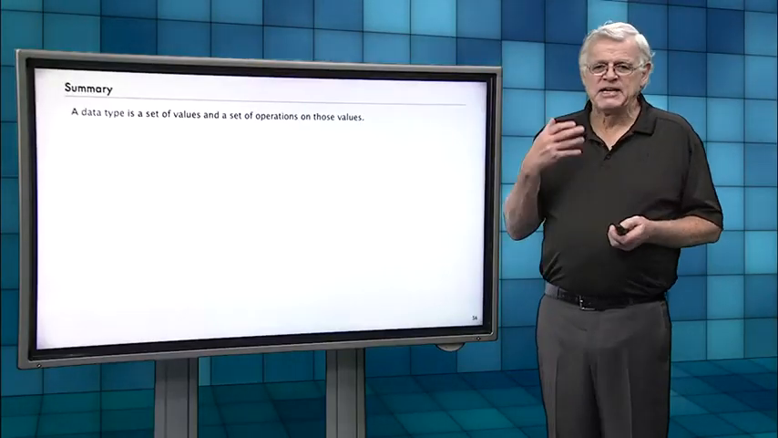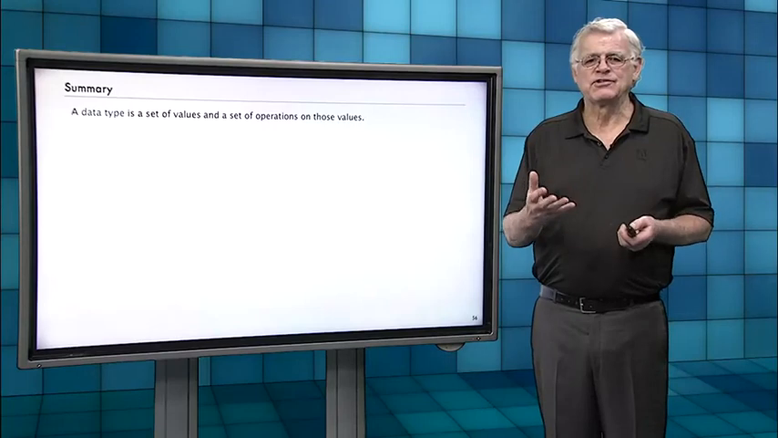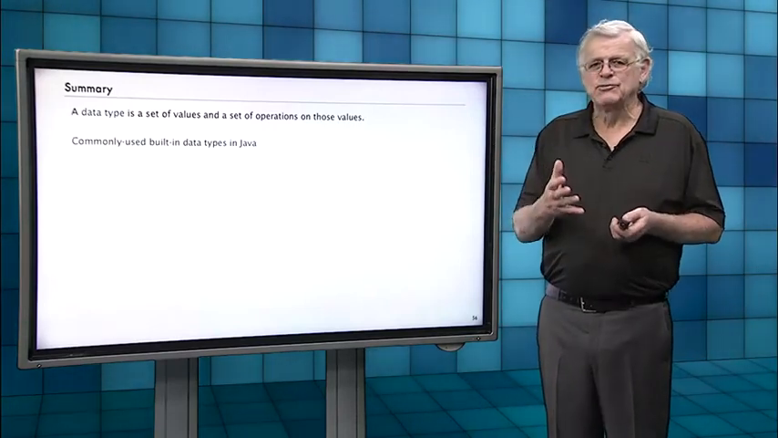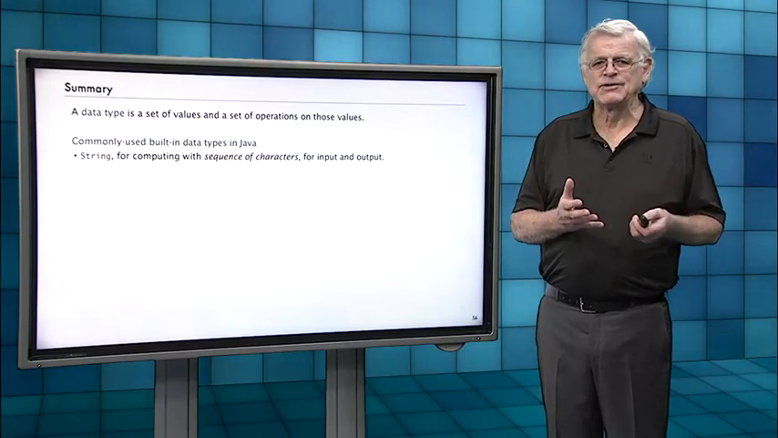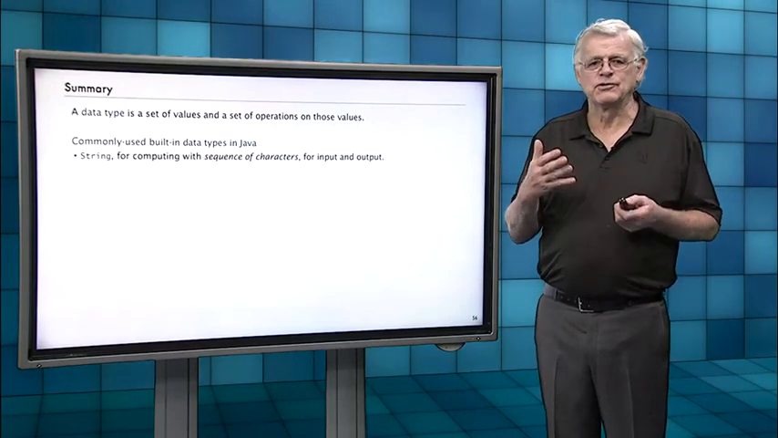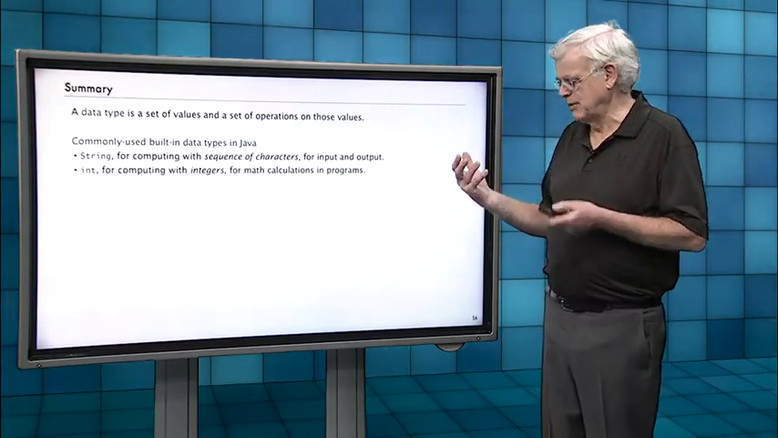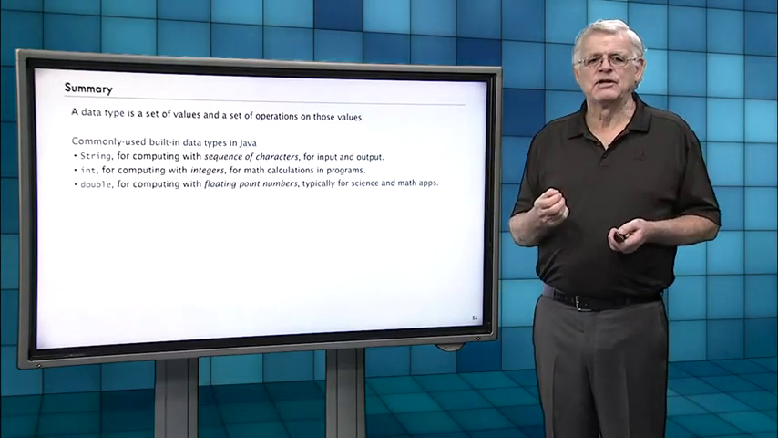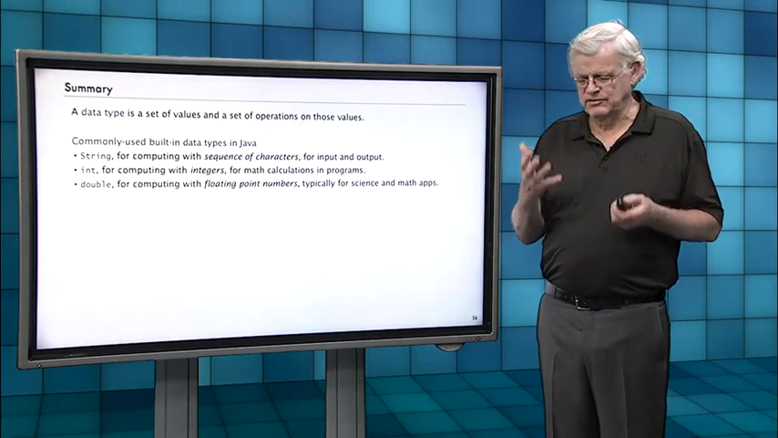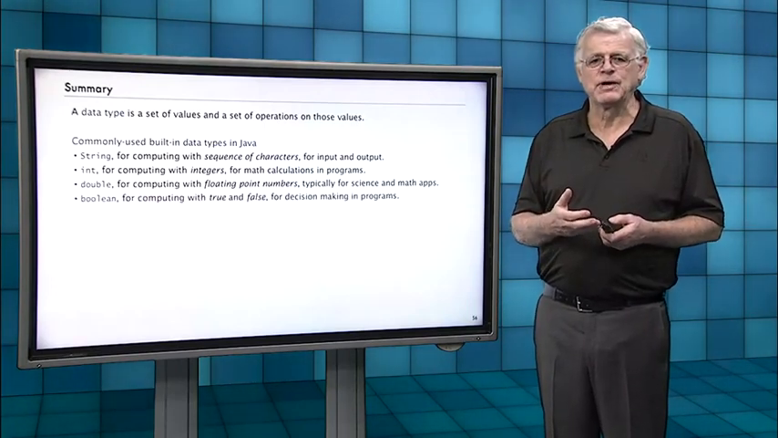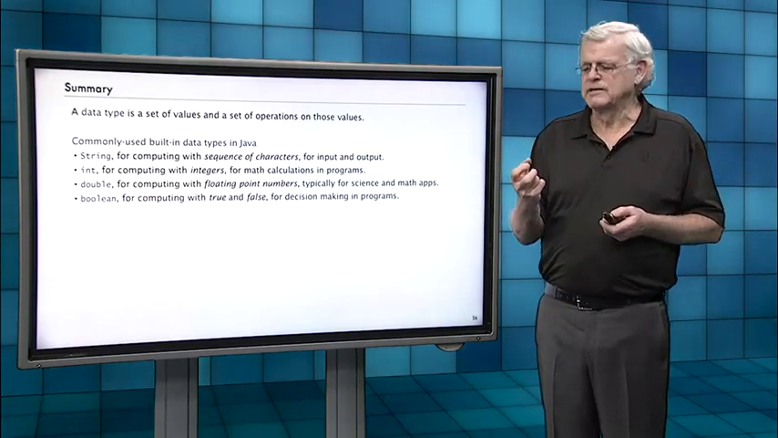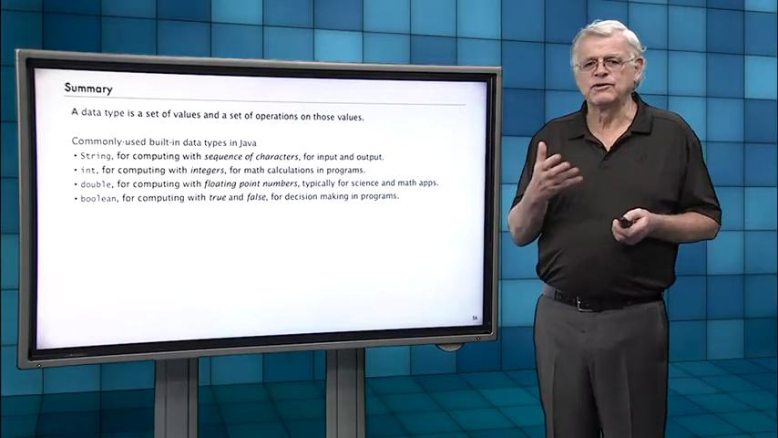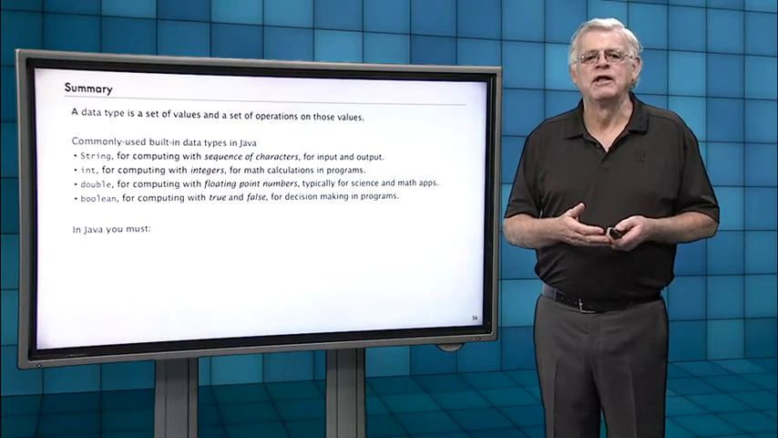So that's the summary. A data type is a set of values and a set of operations on those values. There's a lot of commonly used built-in data types for Java that we've seen programs that use them. There's string for input and output, which is strings of characters. There's integers and doubles that we use for science and math calculations in programs. And there's Boolean that's computing with true-false values that we're going to use for decision-making in programs.